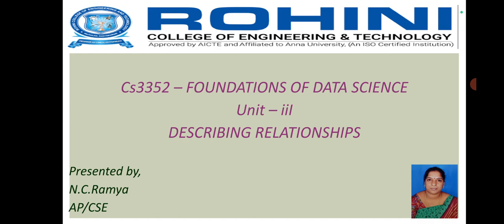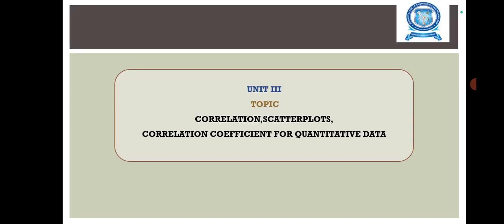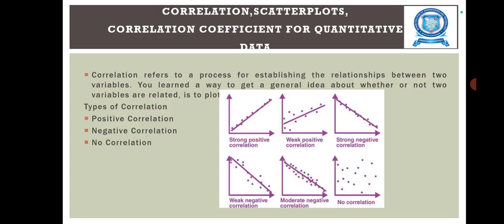CS3352, Foundation of Data Science, Unit 3, Topic: Correlation, Scatter Plots, Correlation Coefficient for Quantitative Data. Here, correlation refers to a process for establishing the relationship between two variables. You learned a way to get a general idea about whether or not two variables are related: to plot them on a scatter plot.